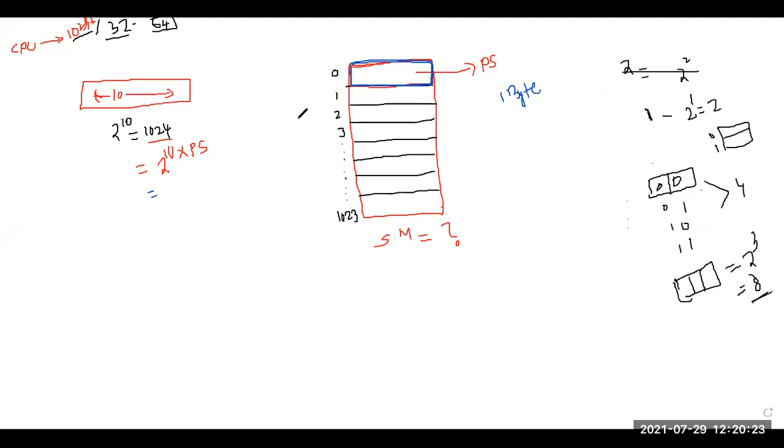Then if it is byte addressable, what will the memory have? The memory will be 2 to the power of 10 into 1 byte. Again, each page size is 1 byte. If it is 1 byte, then what is the total size? Total size is the number of locations into the byte. To convert this, it will be 1024 bytes. Can I write it as 1K? It is 1K. Fine. What is the memory size here?